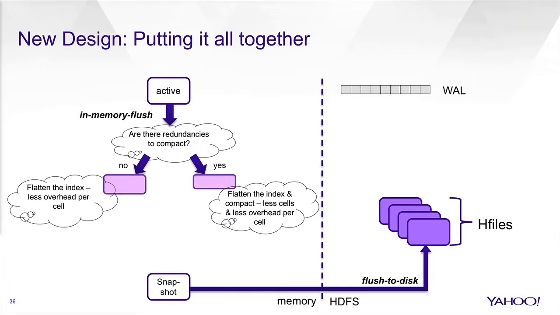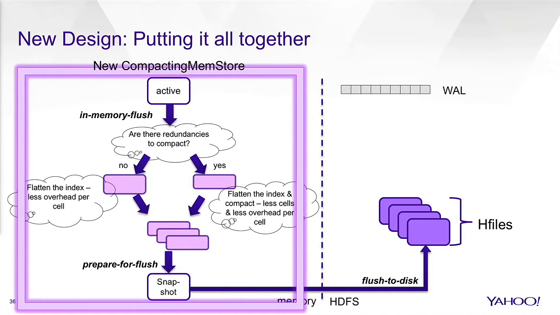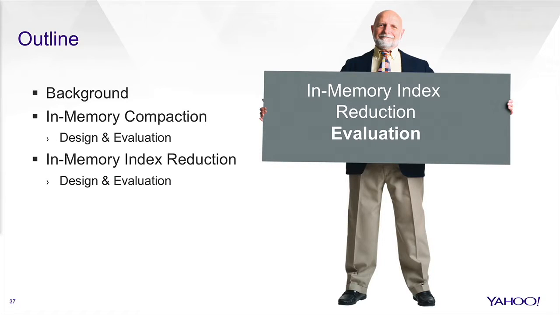After all of that, segments enter the compaction pipeline and are going to be compacted from time to time, as I said previously. And if you need to flush, then again the same: go to the snapshot and flush to the disk. This is the new compacted MemStore. I'm going to continue to the evaluation results.